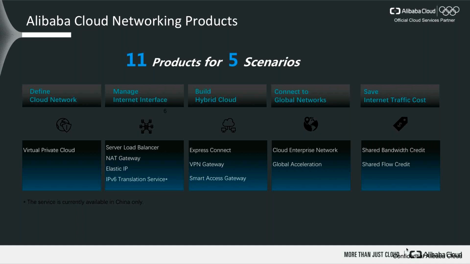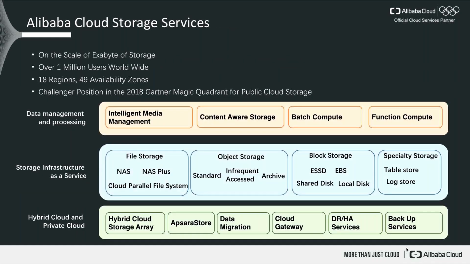Don't quote me on that, but it's something impressive. And then we have the storage service, right? We have compute, we have network, and then you have to have the storage. So the storage service, we already on a scale of exabyte storage, millions of users, and all these regions. So what I'm trying to get is we have 2 or 3 different layers, right?